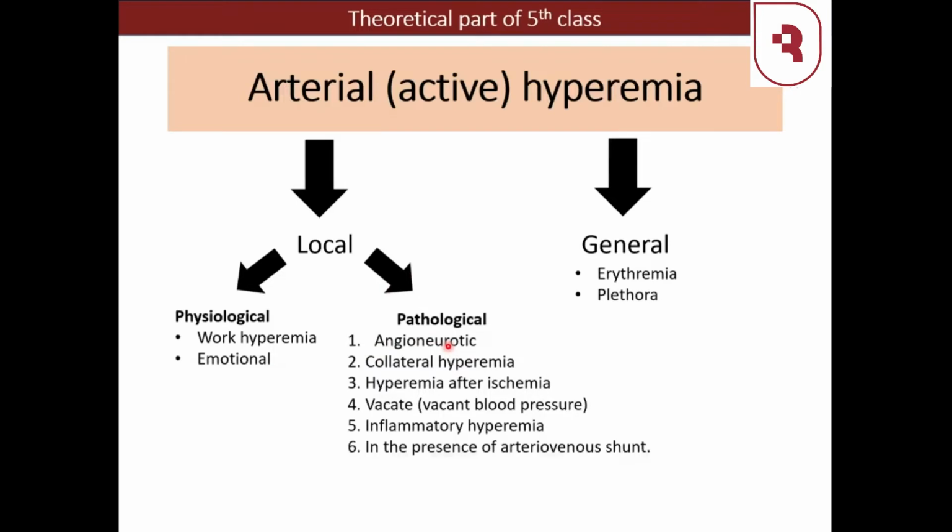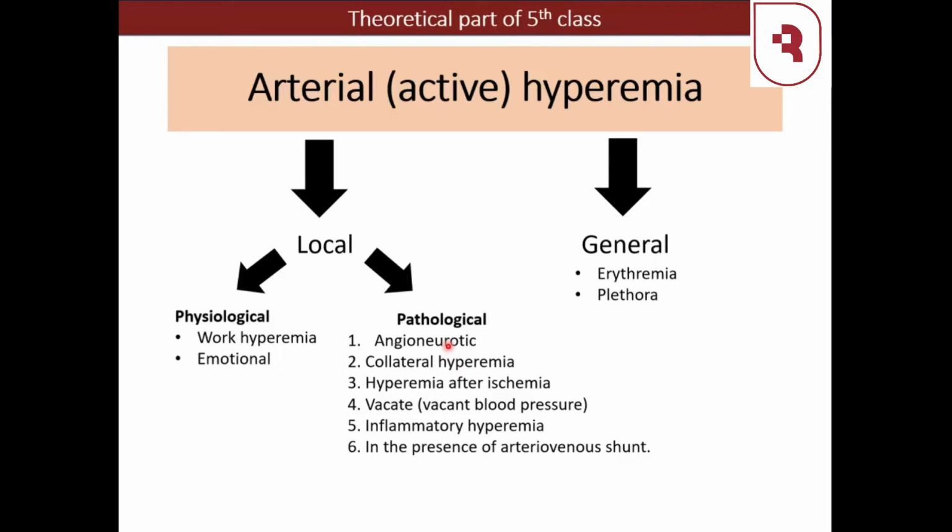And the local pathological type of arterial hyperemia may be angioneurotic. Angioneurotic type of local arterial hyperemia is associated with diseases of nerves, and in case of it we will see mostly an increase of the volume of the lumen of the blood vessel and increased blood supply to the organ as a result of this process.